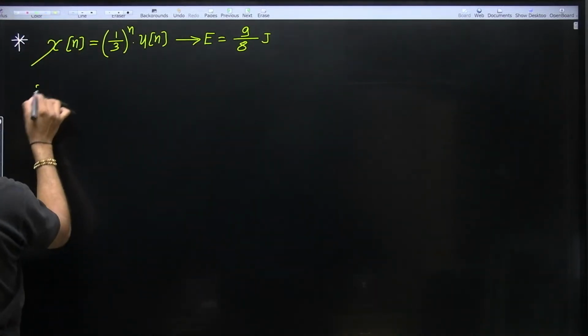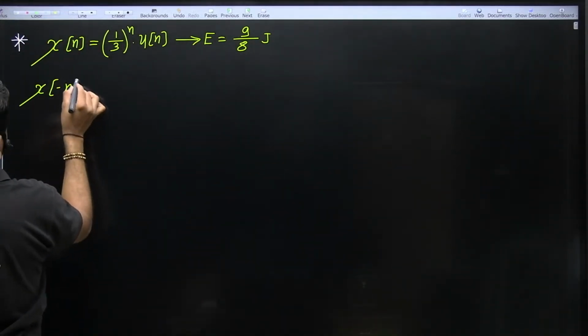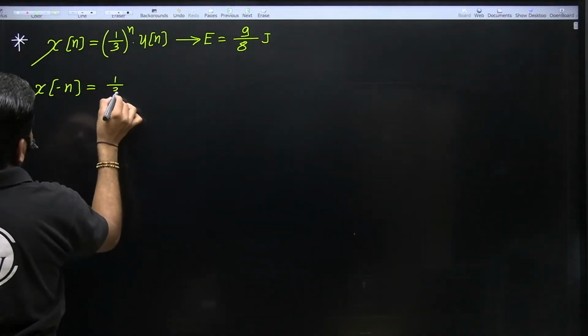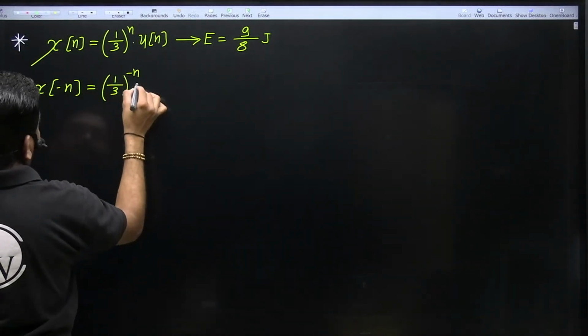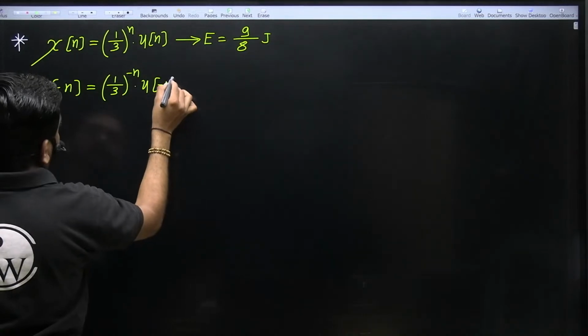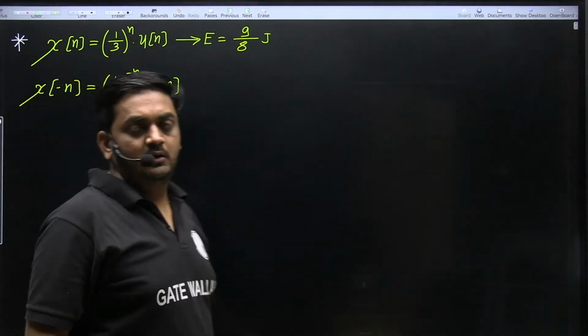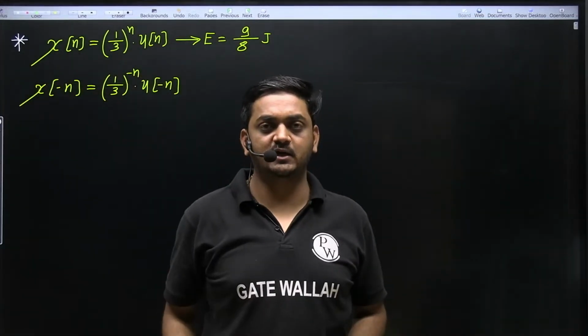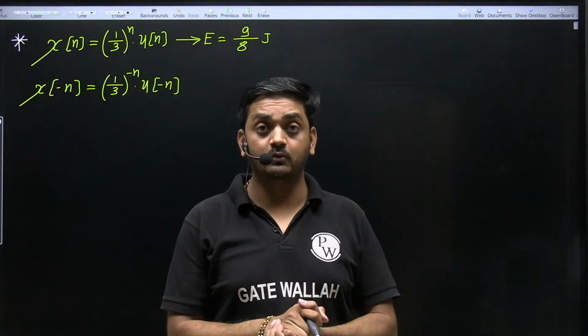Now time reversal operation. Can the time reversal operation change the energy of the given signal? n becomes minus n, folding with respect to the y-axis. Is there any change in energy, guys? If you do the folding with respect to the y-axis in discrete time, is there any change in the sample amplitude?